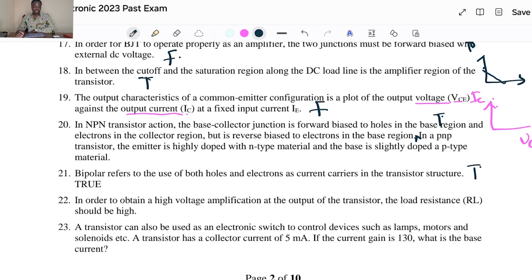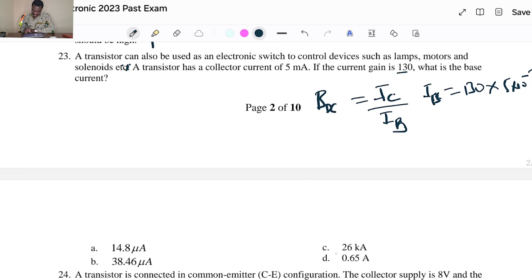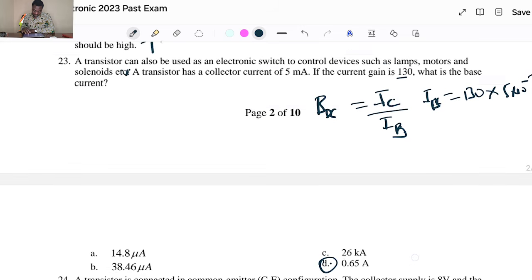Question 22. In order to obtain a high voltage amplification at the output of the transistor, the load resistance should be high. This is true. So if you want to make sure that the amplification is high, you make sure that your load resistor, meaning the resistor which is connected to the collector circuit, should be high.